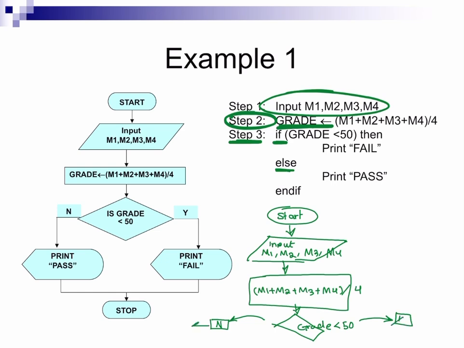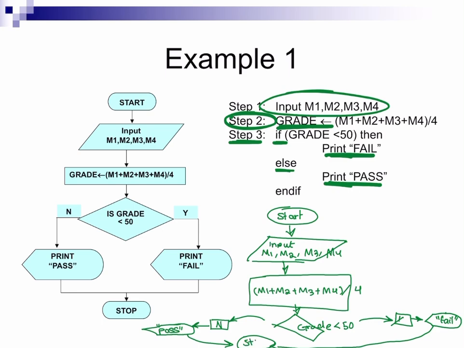If no, the grade is not less than 50, then print in a parallelogram the output, which is going to be pass. If yes, the grade is less than 50, then we will have it print fail, which is shown here in our flowchart. Now our program is finally done, so we will have everything connected to an oval again that says stop. Let's try doing another example.